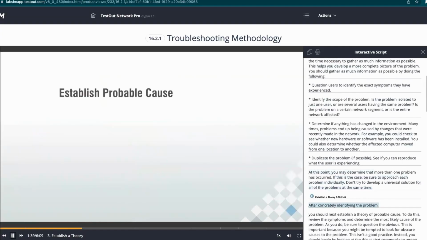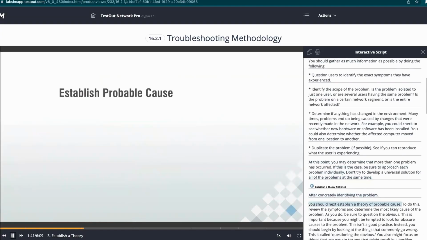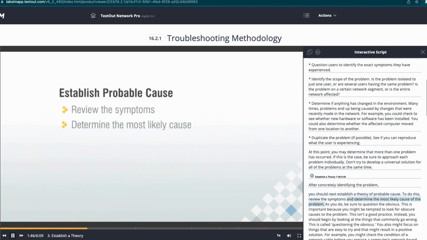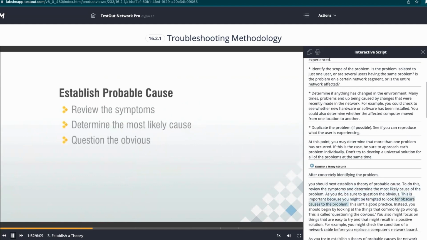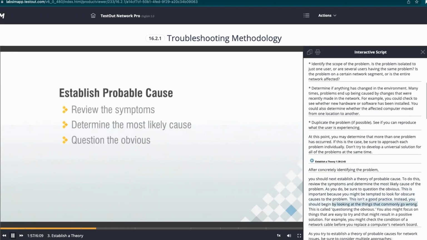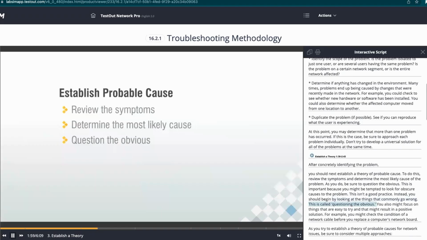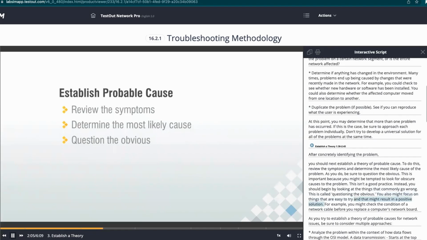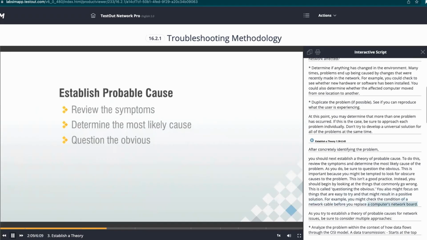After concretely identifying the problem, you should next establish a theory of probable cause. To do this, review the symptoms and determine the most likely cause of the problem. As you do, be sure to question the obvious. This is important because you might be tempted to look for obscure causes to the problem. This isn't a good practice. Instead, you should begin by looking at things that commonly go wrong. This is called questioning the obvious. You also might focus on things that are easy to try and that might result in a positive solution. For example, you might check the condition of a network cable before you replace the computer's network board.